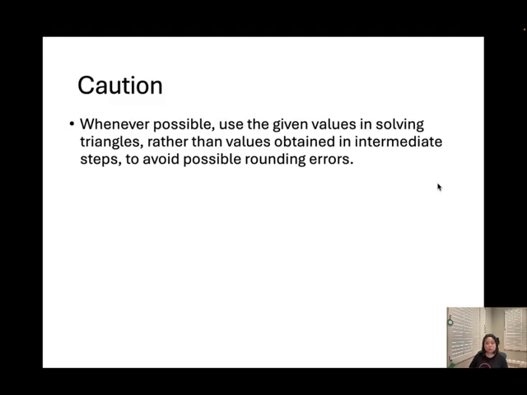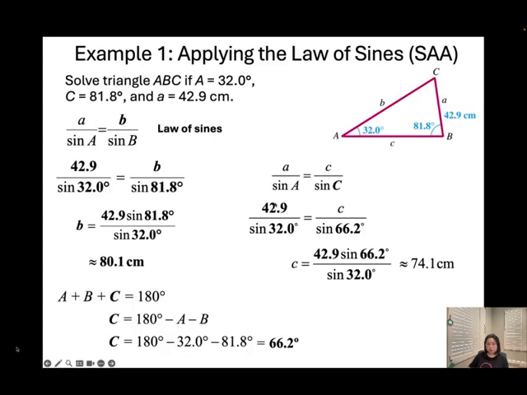Caution: whenever possible, use the given values in solving triangles rather than values obtained in intermediate steps to avoid possible rounding errors. So this is talking about here, we are not trying to use the b over sine B here, okay? Because we only approximated b equal to 80.1 centimeters. It's better to use the given information.